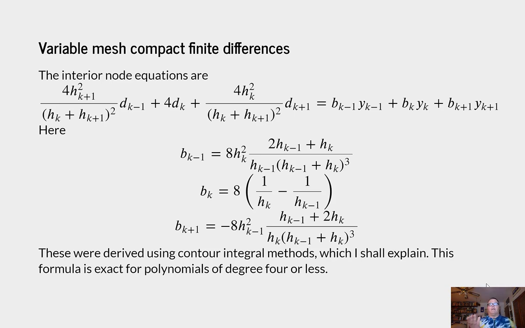So where did these formulas come from? These were derived using contour integral methods, which I'm going to explain. This particular formula is exact for polynomials of degree 4 or less. So if the function values y_k, y_(k-1), etc. are given by a polynomial of degree 4 or less, this will give you the exact derivatives.